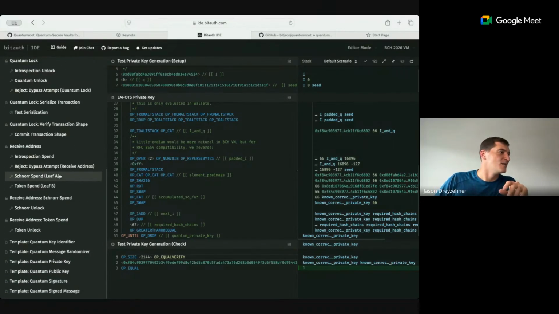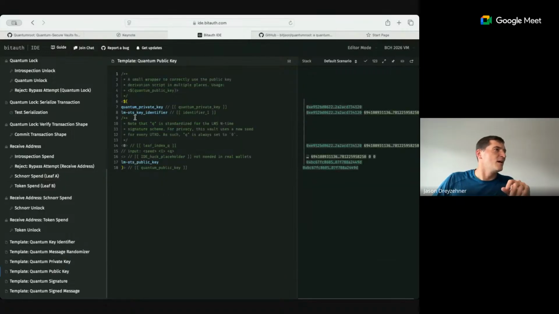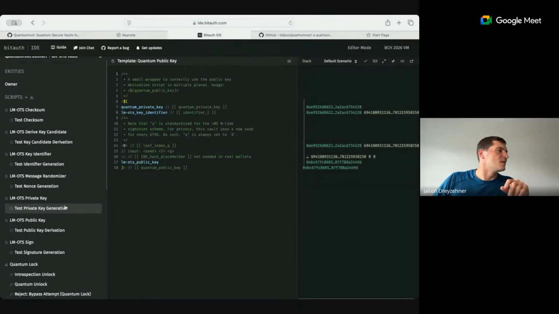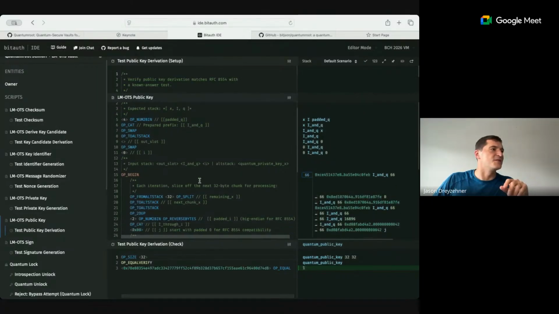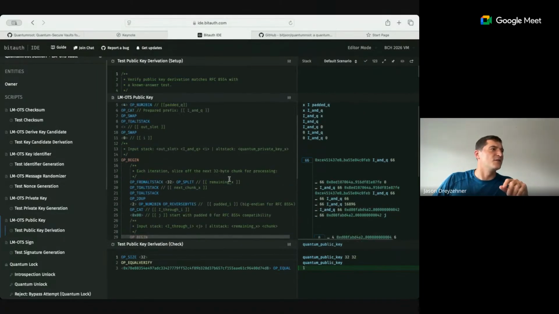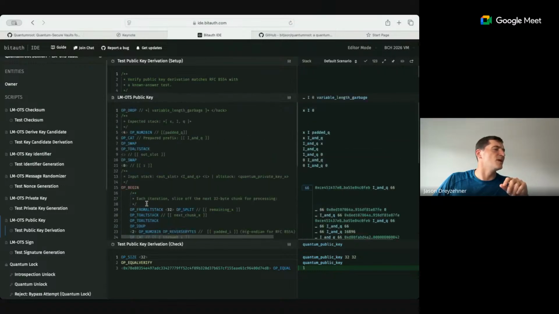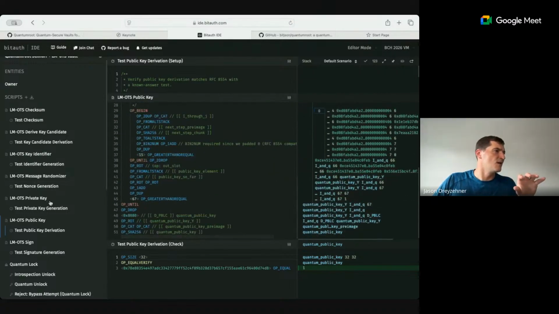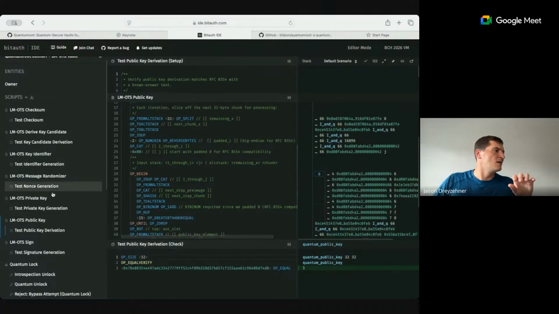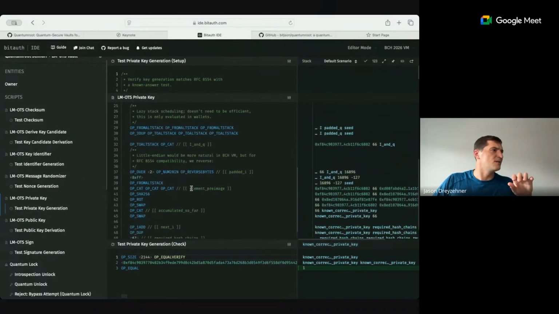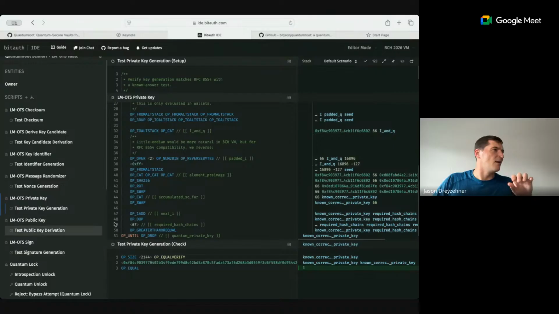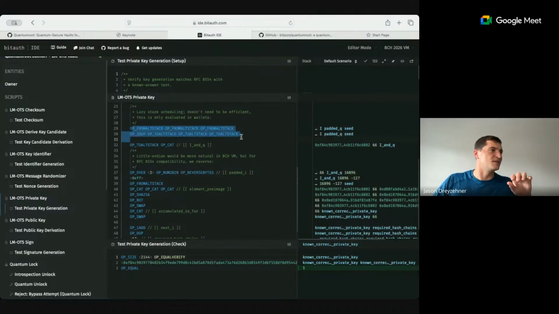I'm sorry, I was just drawing a blank. Where's the public key? There's a public key derivation. What did I do? Oh, I was just showing you public. Yes, okay, 66 across. Yes. So public key derivation. Did I show you private? Yes, I was just showing you private. Great. And you can see here I was being lazy instead of optimizing really well.